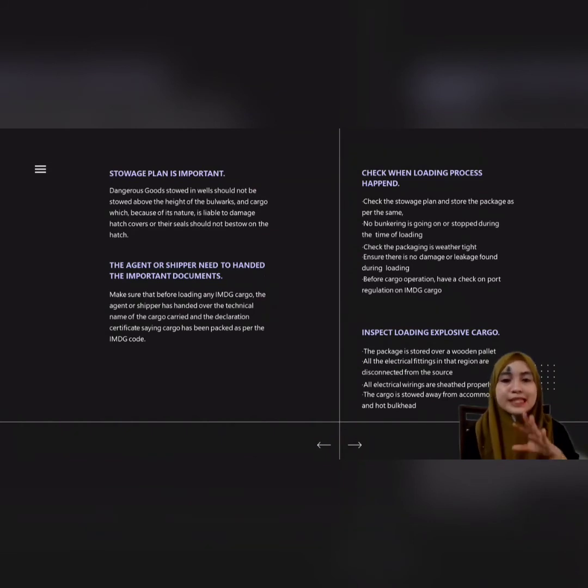Okay, then we go to inspect loading explosive cargo. This is an important thing because explosive cargo is very dangerous. The package is stored over a wooden pallet.